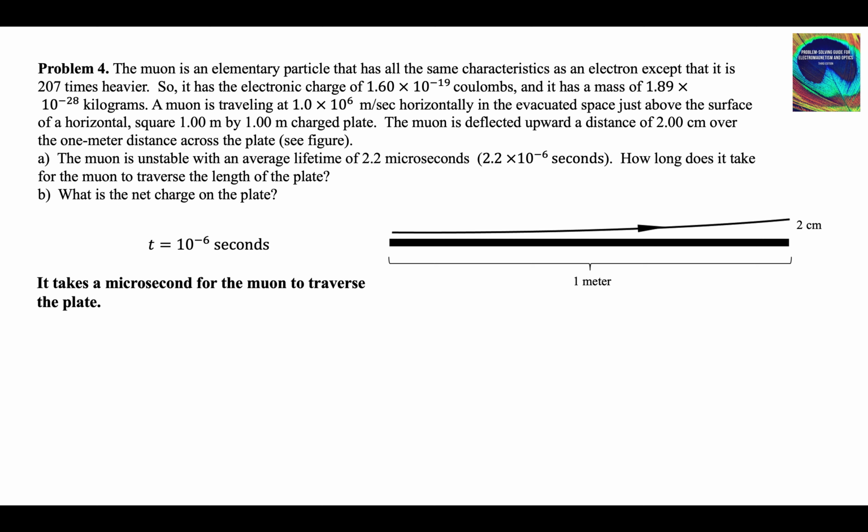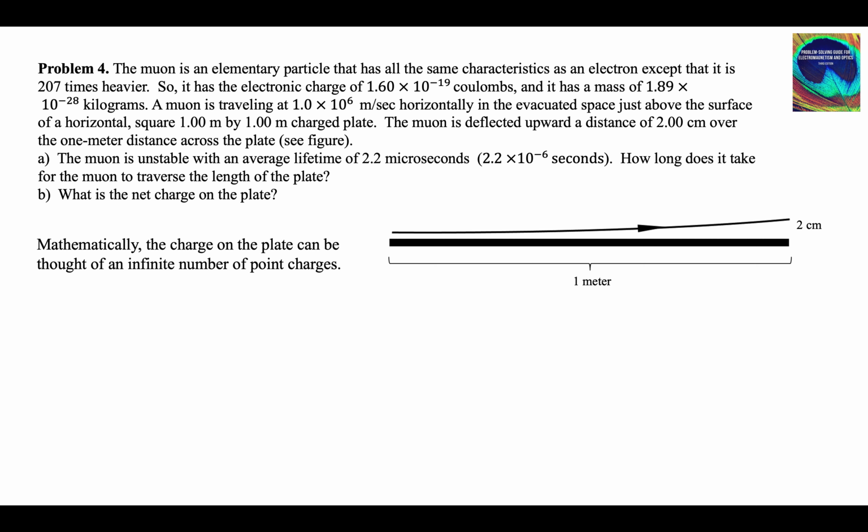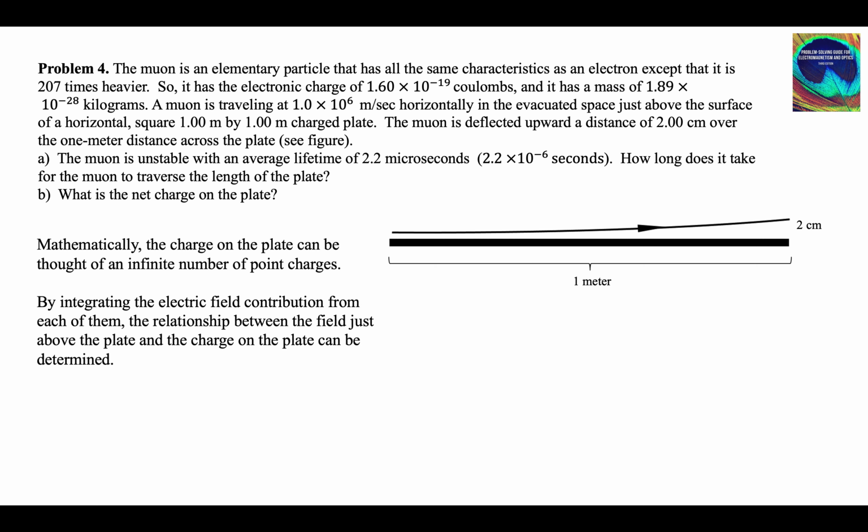Part B, what is the net charge on the plate? How do we get that? The muon is pushed upward by the field. The field is produced by the charge on the plate. The muon's negative. The charge on the plate must be negative. There's 2 ways to determine the field above a charged plate. One is treating the plate as an infinite number of point charges and integrating the field from each point charge. The other way is to exploit the symmetry of the geometry and use Gauss's law.